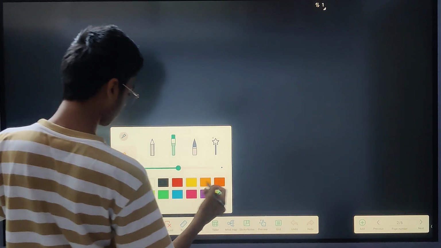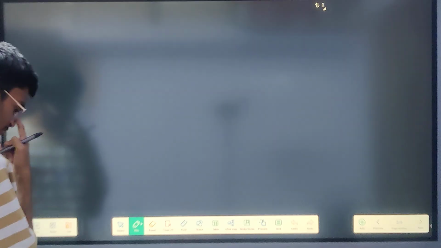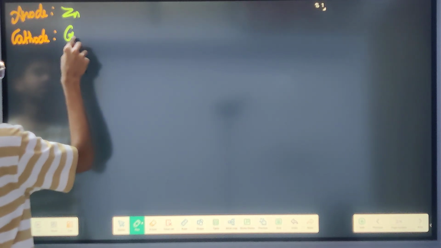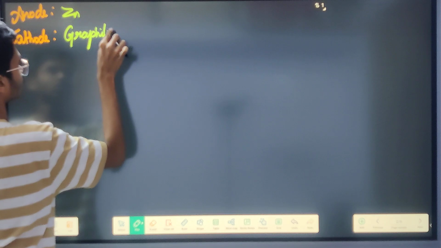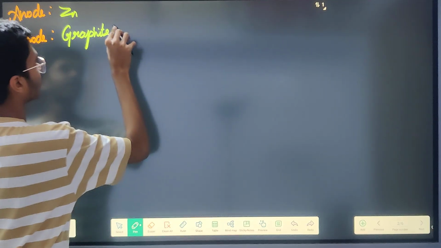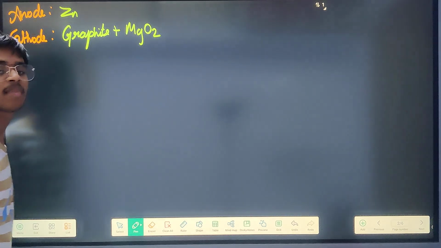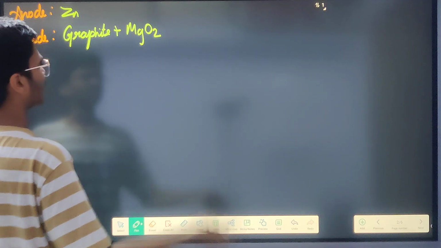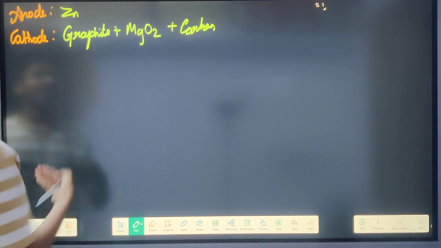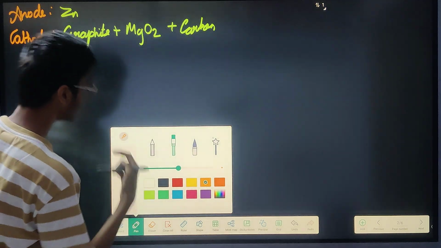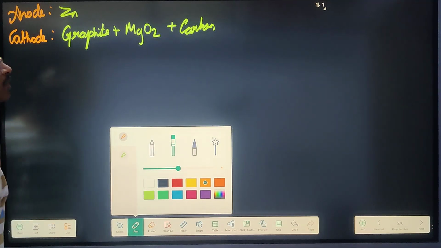So here we are going to see the reactions that are happening. I will first represent what is anode. Anode has Zn. Then the cathode: what do we have in cathode? We have graphite, along with graphite MnO2. Remember that manganese can have valency from 1 to 7. Then also carbon. So this is anode, this is cathode. Then we are going to see the reactions.